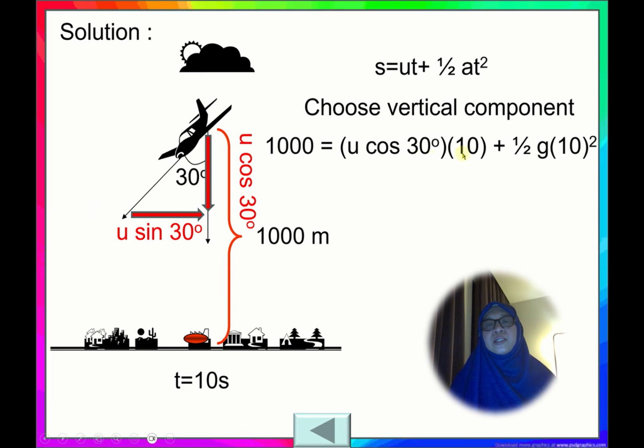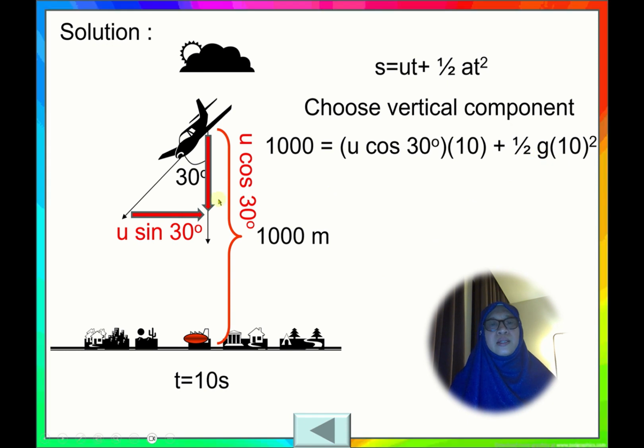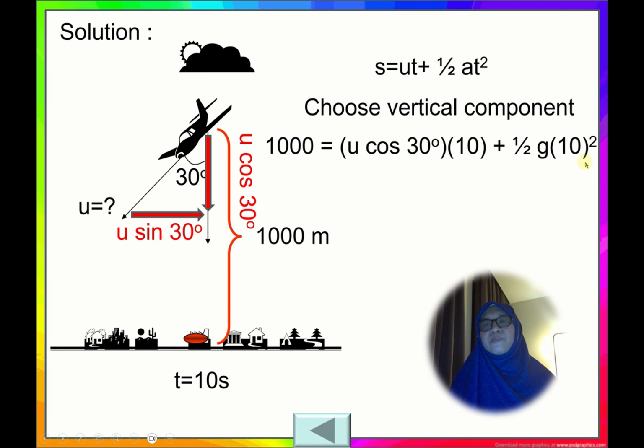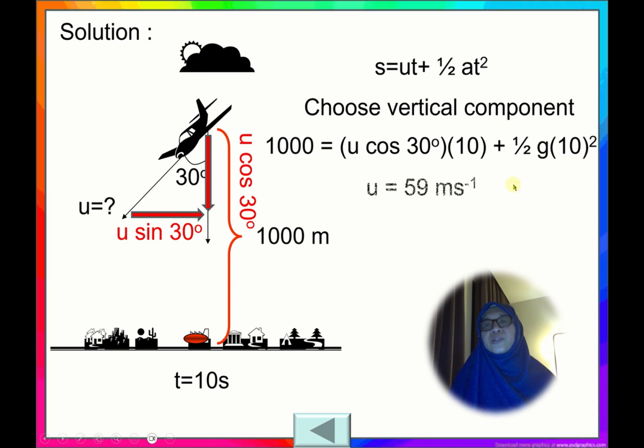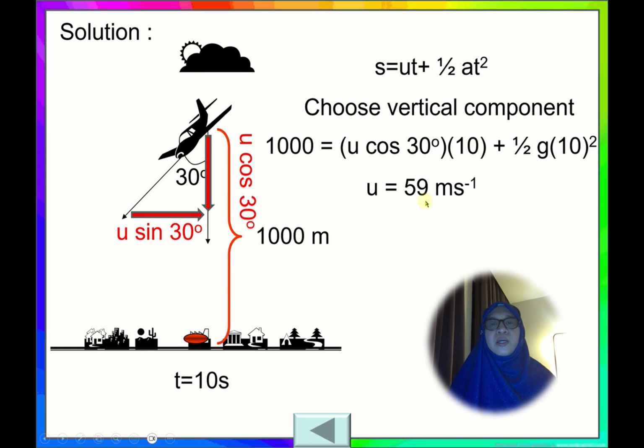So we choose u cos 30 degrees in the vertical component, and then time taken 10 seconds, and then plus half g, plus because it is downward motion, the same direction as g, so g is positive. Again here time taken 10 squared, so you get u is 59 meter per second. u is already in the direction of the plane, so the answer is 59 meter per second.